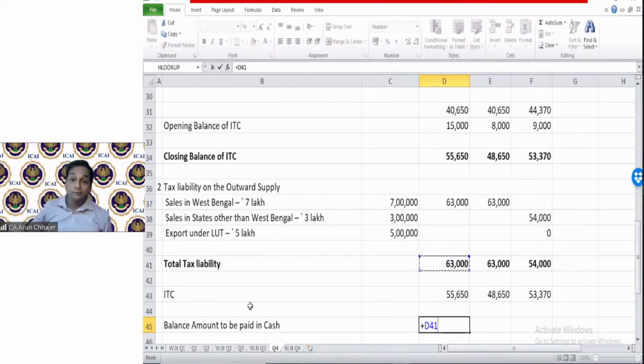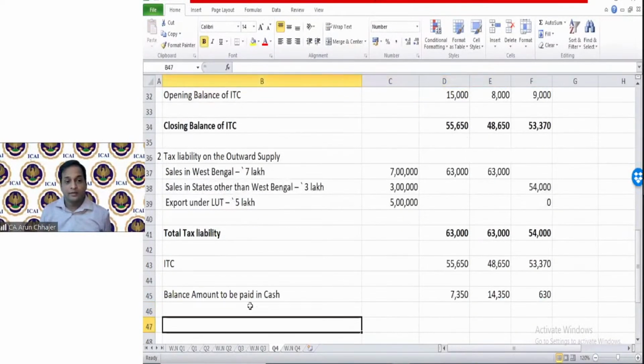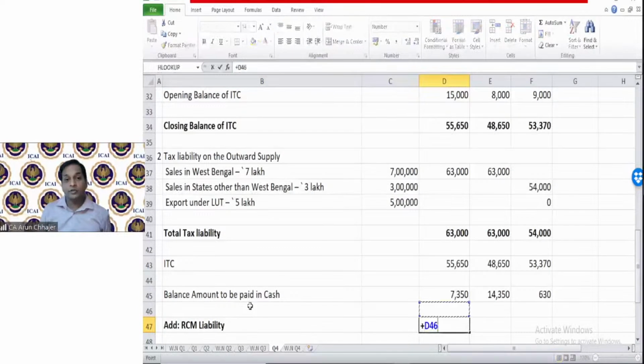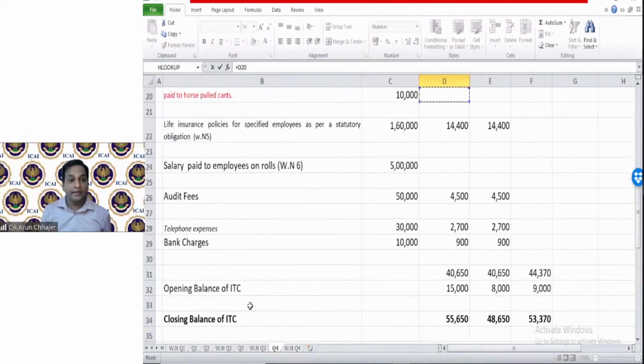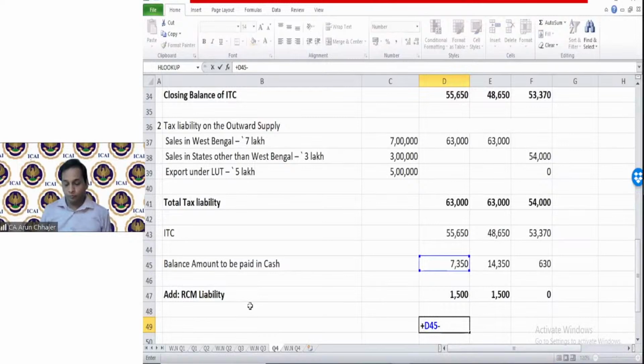Thank you. So in this case, what is my total tax liability? 63,000. What is the ITC? Because the ITC is lesser in every head, I can use it directly. There is no requirement of cross utilization. Add the RCM liability. What is the RCM liability? You can go to the top, the GTA one. Correct. So this is the total amount which you need to pay in cash.